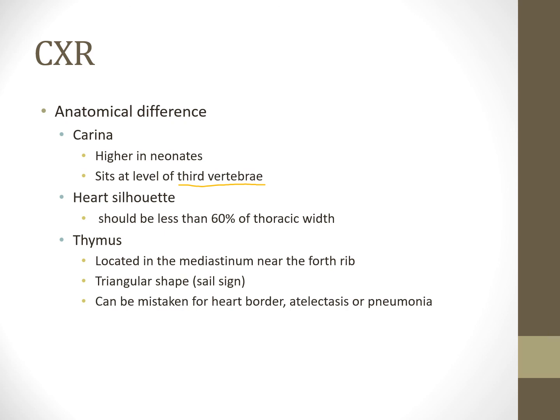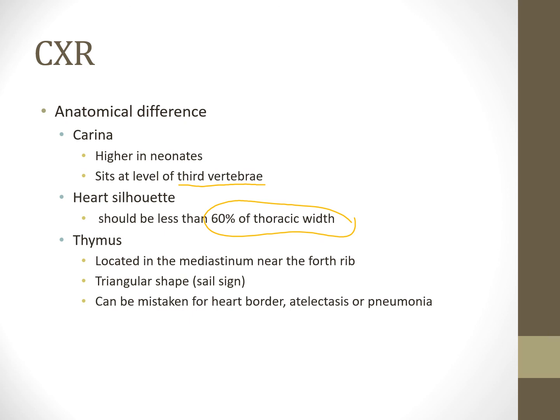The heart silhouette is going to be less than 60% of the thoracic width, so it's still pretty big. In an adult, if the heart takes up over 50%, we say that's cardiomegaly. Well, in a kid, because the heart is proportionally bigger to their size, we want it 60% or less. So we give them a little more leeway, but that's because the heart is just bigger relative to the chest wall, in other words.